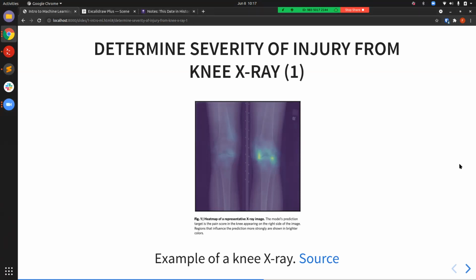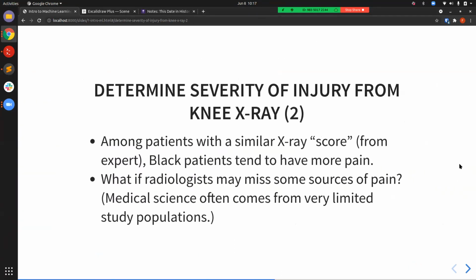Well, when a radiologist looks at an X-ray, they're looking for specific features that are known to be associated with a knee injury. And this is based, of course, on medical science, so studies that have been published in journals and made it into their medical school textbooks. And that medical science often comes from very limited study populations. So for example, what we know about knee injuries often comes from studies of miners, people working in mines.